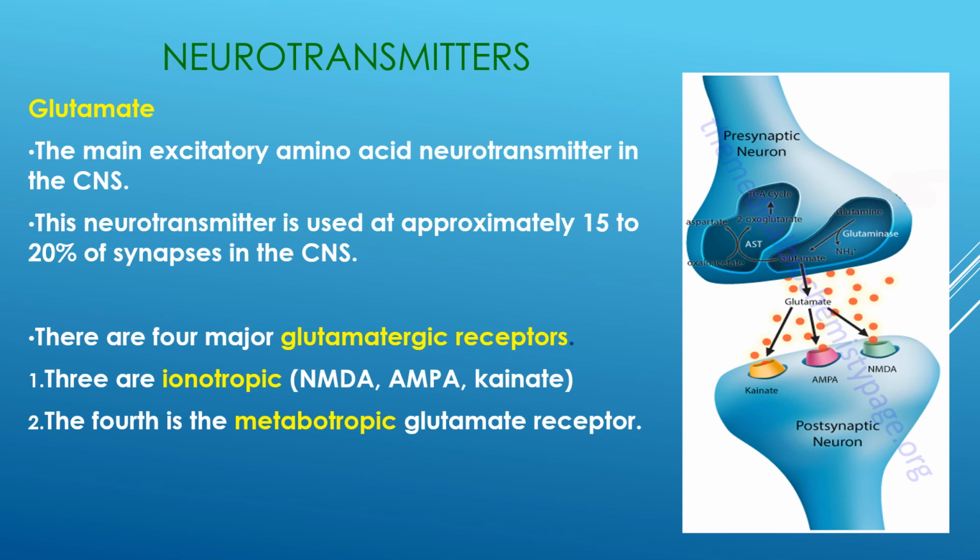Glutamate. The main excitatory amino acid neurotransmitter in the CNS. This neurotransmitter is used at approximately 15 to 20% of synapses in the CNS. There are 4 major glutamatergic receptors. 3 are ionotropic: NMDA, AMPA, kainate. The 4th is the metabotropic glutamate receptor.